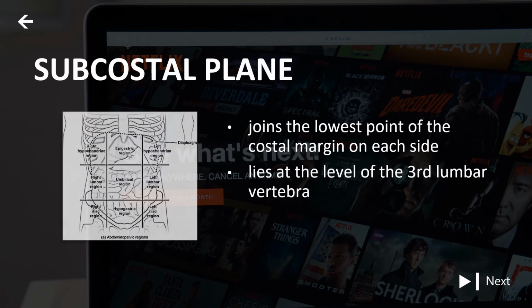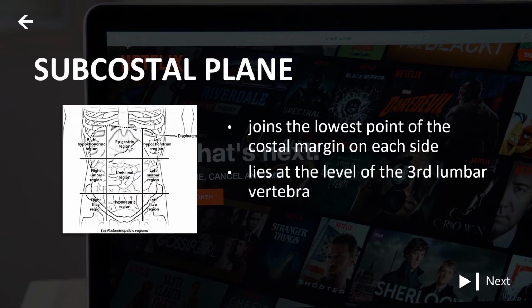Subcostal plane. The horizontal subcostal plane joins the lowest point of the costal margin on each side, that is, the 10th costal cartilage. This plane lies at the level of the third lumbar vertebra.